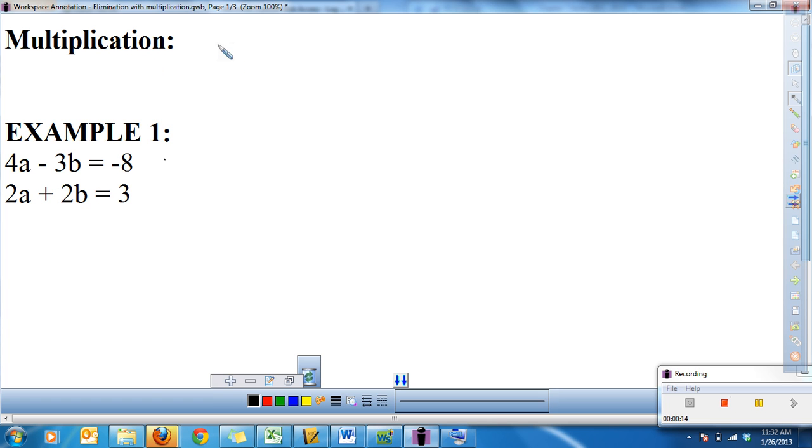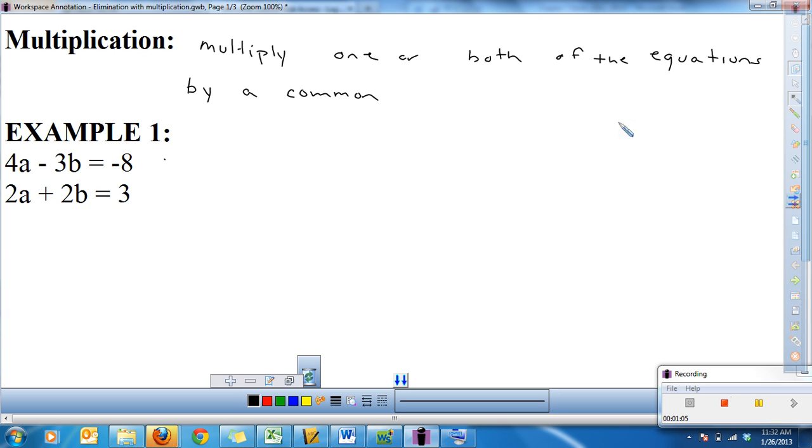And to do that, we're going to use multiplication. So what I mean by multiplication is when you multiply one or both of the equations by a common factor, a common multiple, to create a coefficient that can be eliminated.